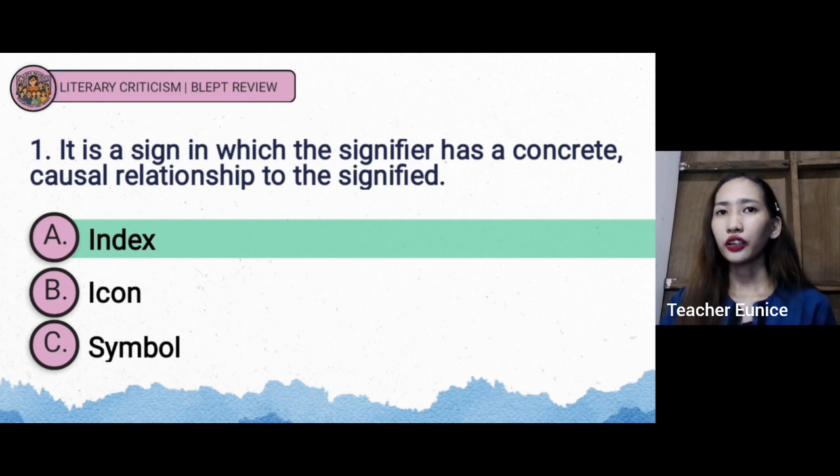An icon, on the other hand, is a sign in which the signifier basically resembles the subject it represents. And then a symbol is a sign in which the relationship between signifier and signified is neither natural nor necessary but arbitrary. So let's move on to question number 2.